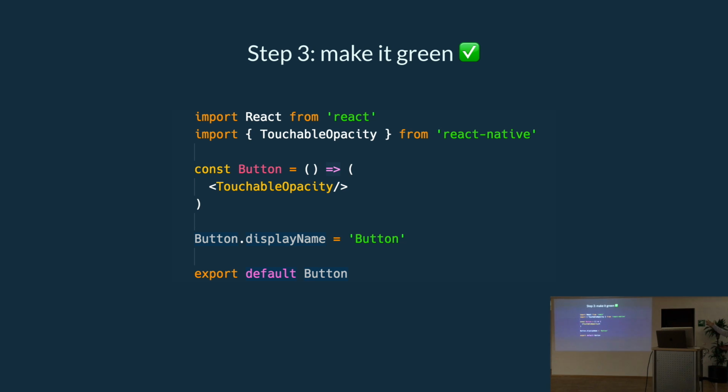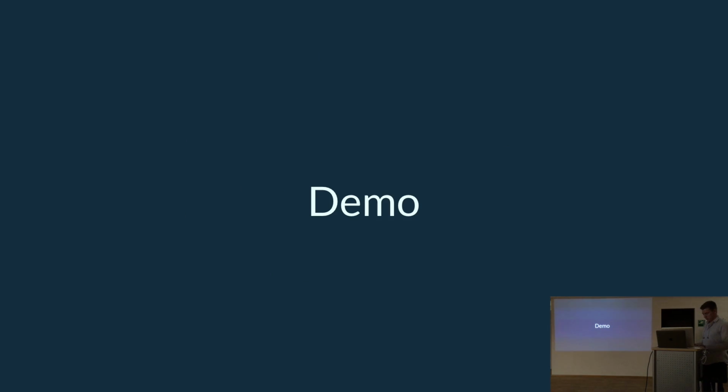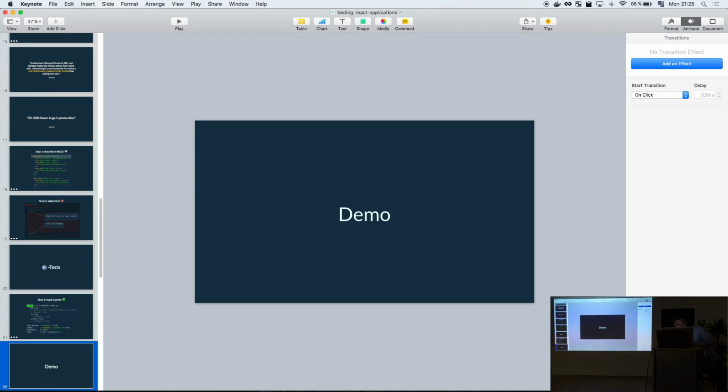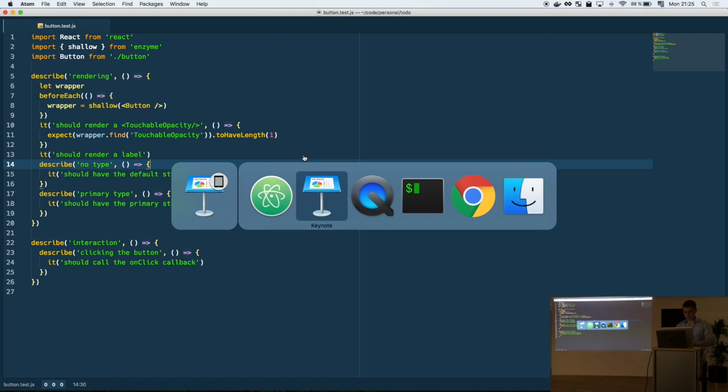For this test, it's really, really simple. We just don't return null anymore. We return the touchable opacity component from this button, and then the test is green. We see the output, okay, everything is fine, everything is passed. All right, so much for a bit of theory of how the steps of test-driven development are. Now I want to jump into some live demo, some risky move, but we're just going to try it anyways.